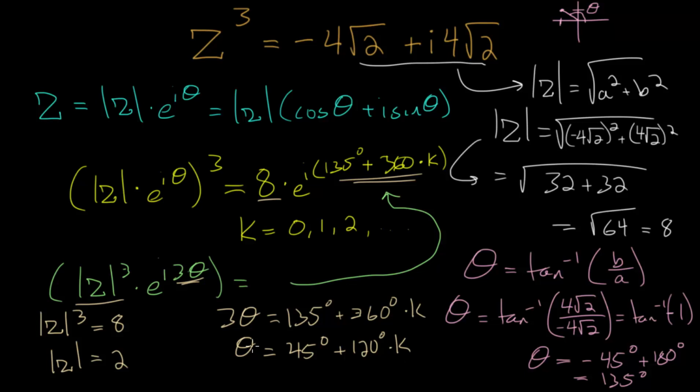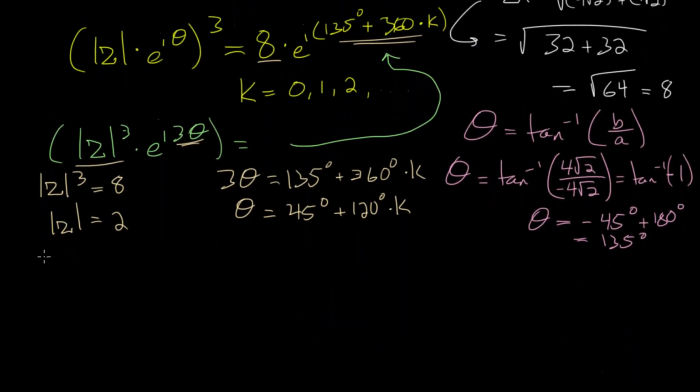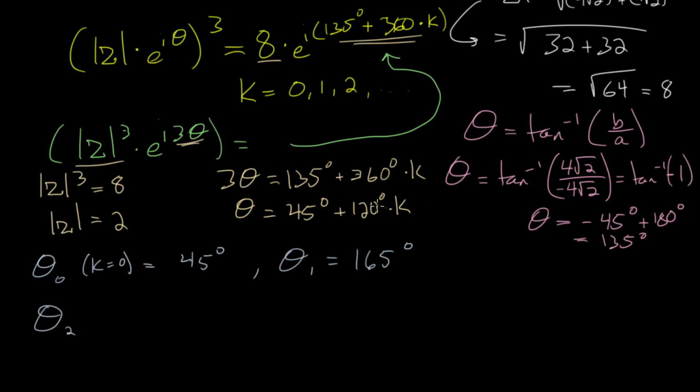Our next step is to find the different angles of our solution. So let me make some more room so that we can continue this problem down here. If we look at theta 0, when k is equal to 0, we just get 45 degrees. If we look at when k is equal to 1, we add these together, we get 165 degrees. 45 plus 120 is 165. And we'll look at a third solution, theta 2. When k is equal to 2, we'll have 240 plus 45, which will be 285 degrees.